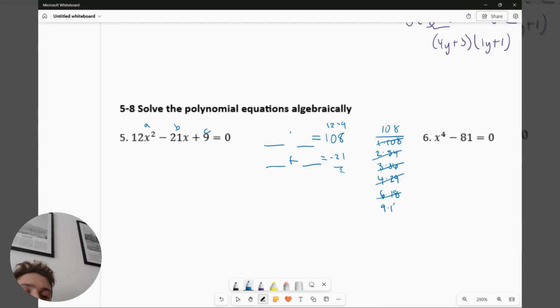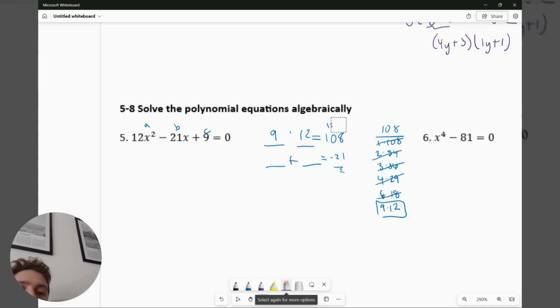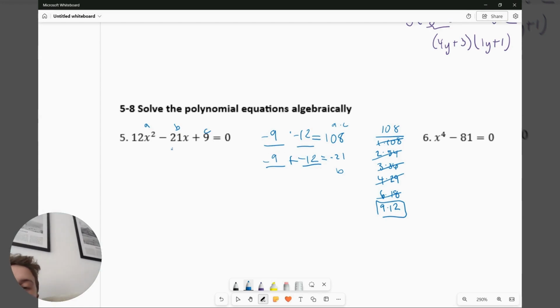Okay, I believe the last one then is 9 and 12. And that does work. 9 times 12 does give us 108. We knew that originally. And they do combine to 21, but notice we need it to combine to negative 21. Well, if you multiply to a positive, your signs have to be the same, so maybe we make both of these negative. And now that would combine to negative 21.